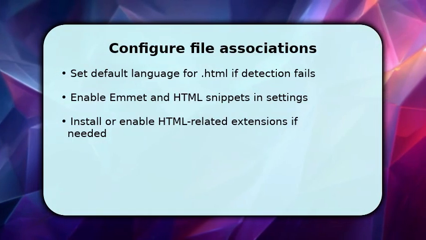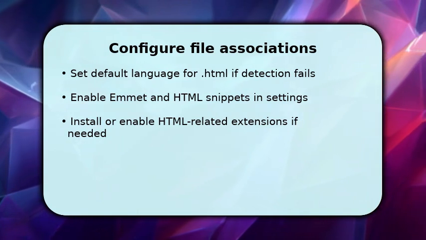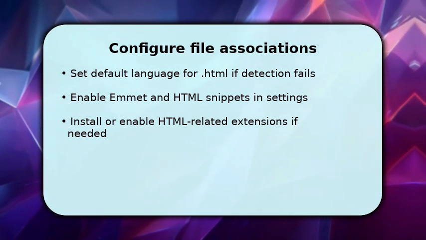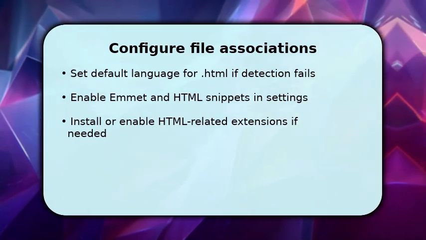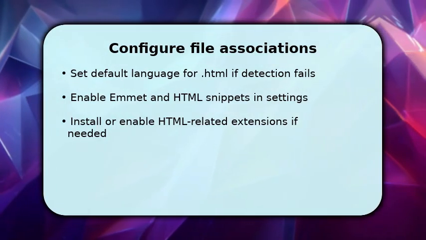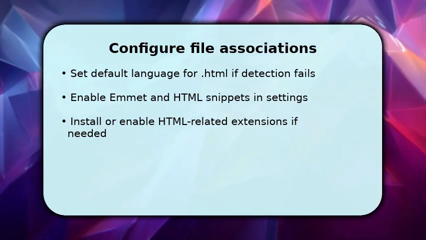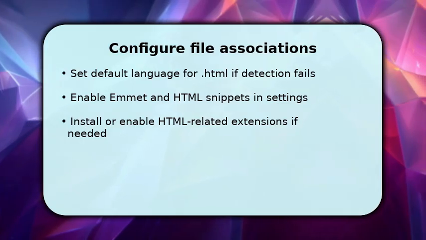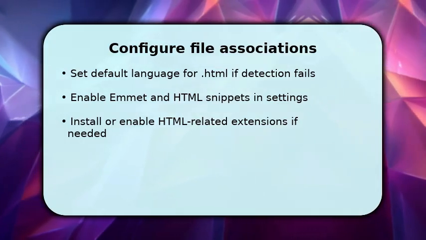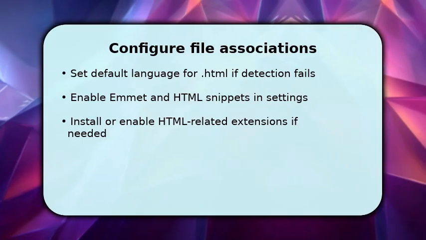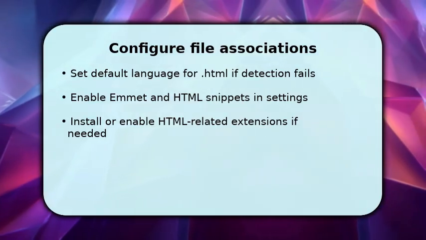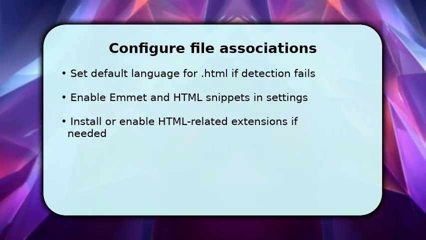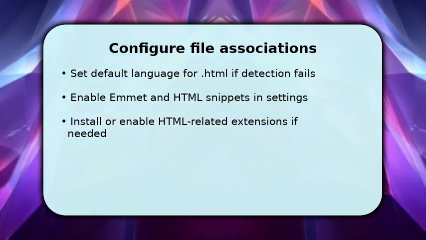Now you refine behavior so HTML always opens correctly. Open Settings with Ctrl+comma and search file associations, add *.html so VS Code treats files properly. Then check Emmet and snippet settings to speed markup. This is why you get tag completion and abbreviations. If features are missing, install an HTML extension pack, then reload the window. These steps ensure consistent IntelliSense, formatting, and live preview compatibility across projects.